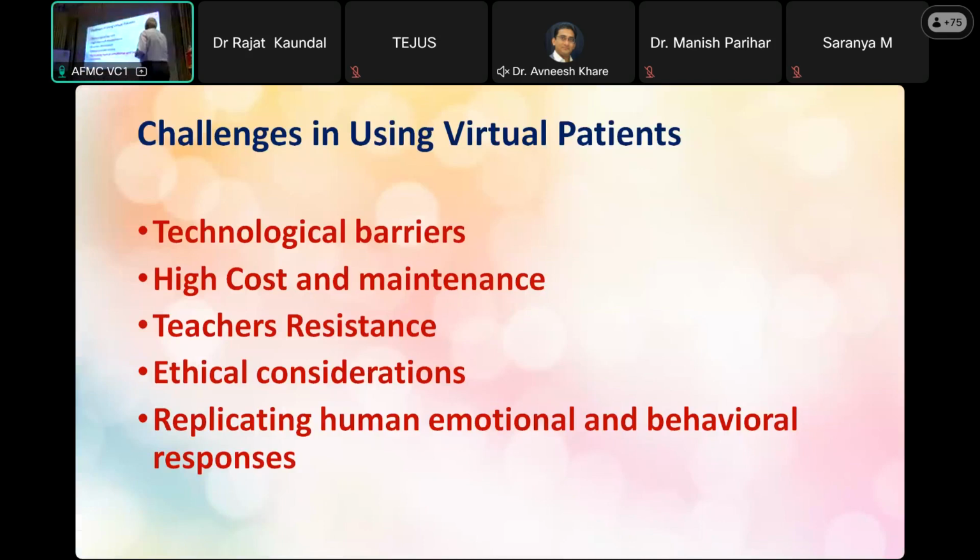Teachers' resistance. That is the major problem we are going to face with all this. The maximum resistance comes from teachers, not from the students. Students are ready to accept. I'm sure half of the students have already started using ChatGPT and everything. The teachers are the ones who are afraid, not so well versed, and they have the resistance. Ethical considerations. I think that's a major problem.